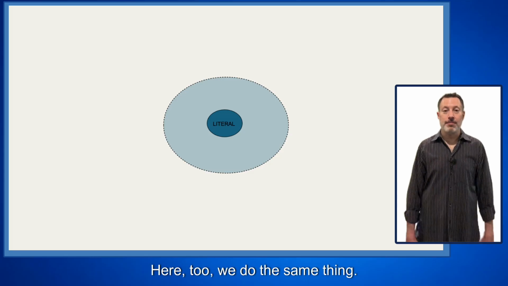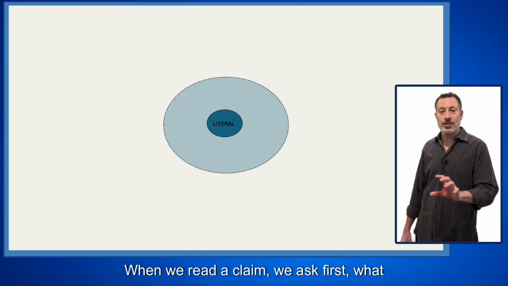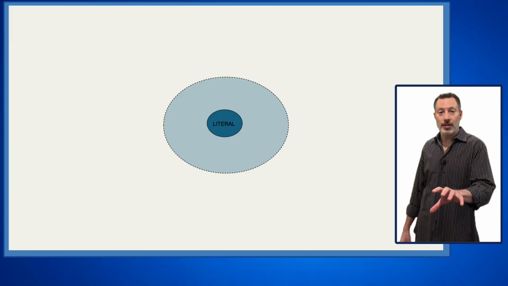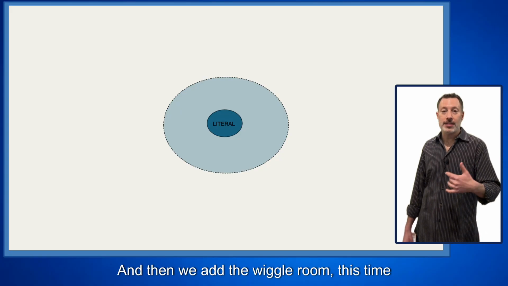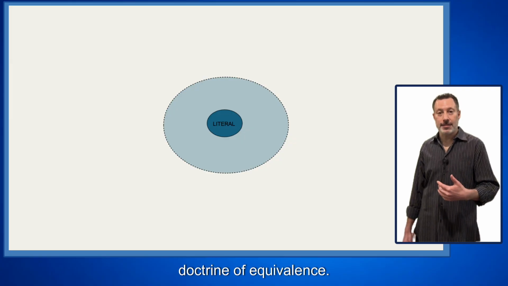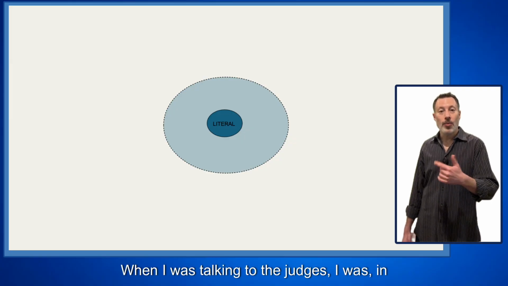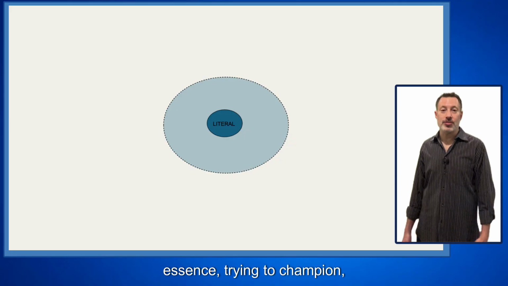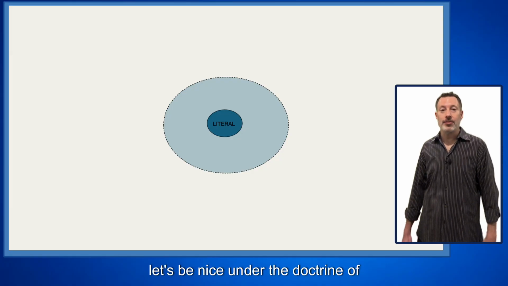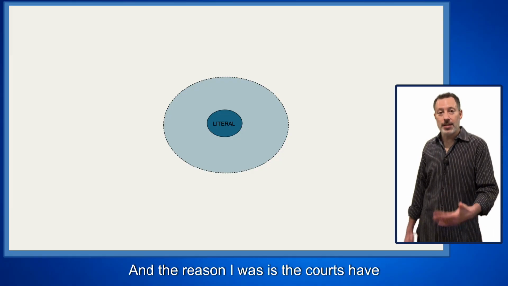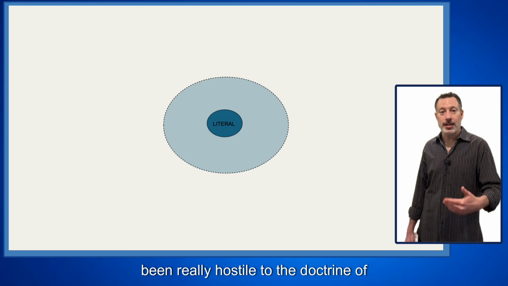Here too, we do the same thing. When we read a claim, we ask first, what does it literally cover? Exactly, precisely. And then we add the wiggle room, this time under the doctrine of equivalence. When I was talking to the judges, I was in essence trying to champion, let's be nice under the doctrine of equivalence. And the reason is the courts have been really hostile to the doctrine of equivalence.